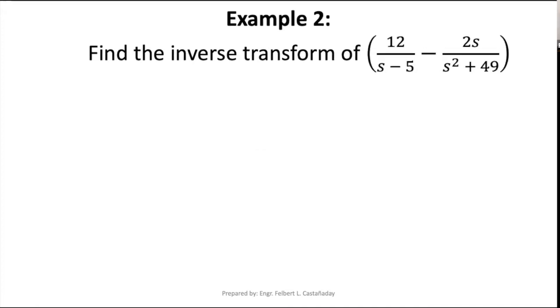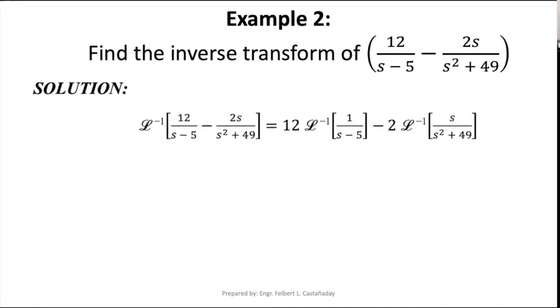Next one, find the inverse transform of 12 over s minus 5 minus 2s over s squared plus 49. Take a look at the given F of s. For the first term, you can see that it is applicable, this is a transform of an exponential function. Remember the first shifting property?